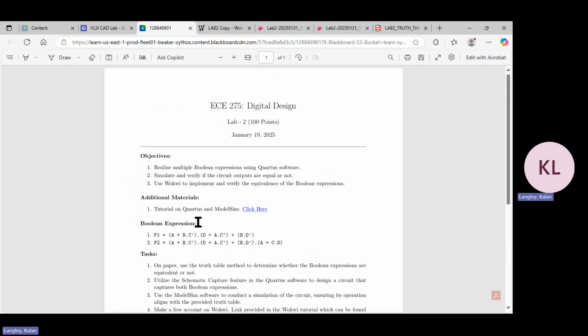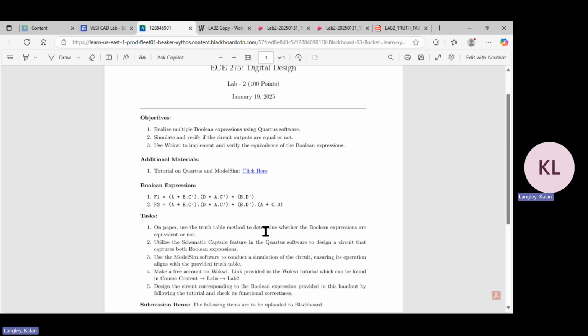Hello, it's Kalen Langley. We got Lab 2 for ECE 275 digital design. We're going to be looking at these two Boolean expressions and seeing if they're equivalent or not, plotting them into Quartus and using ModelSim to run the simulation to check if our truth tables are correct.